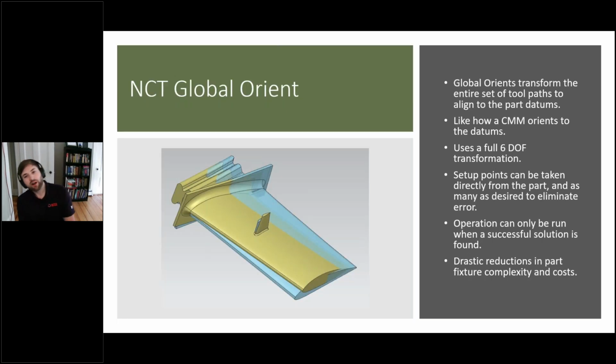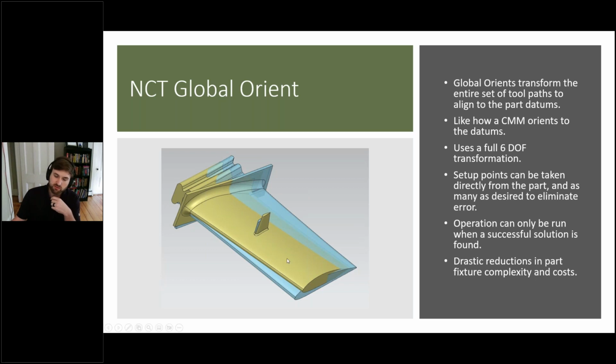All right, so now our primary applications of NCT. Our first primary application is the global orient. How a global orient works is we probe a part and figure out where it actually sits in space. Then we adjust the cutting path to match where the part actually is relative to its datums, rather than where it should be nominally. This allows a very simple fixture setup, as I said before, but we use a full 6 degree of freedom adjustment and recalculate your cutting tool path based on that part's actual location.